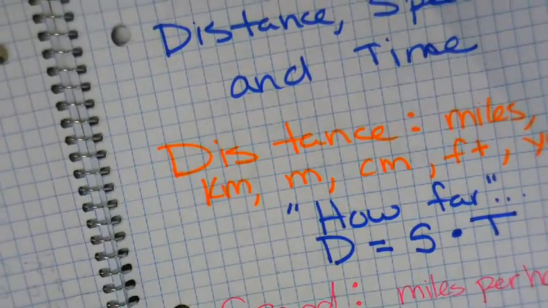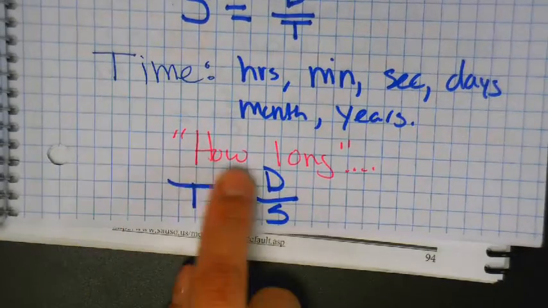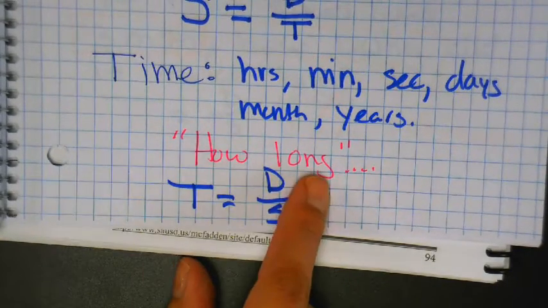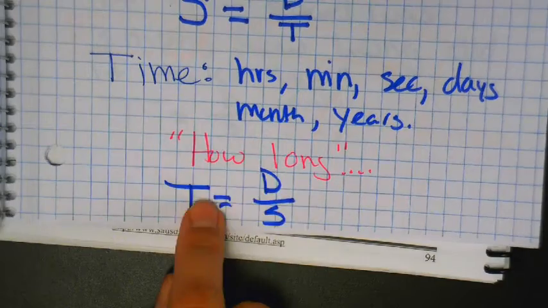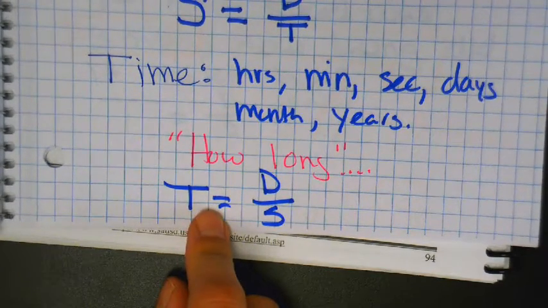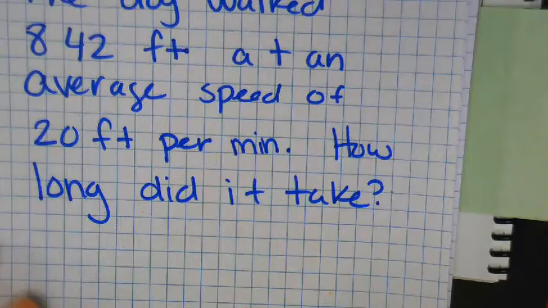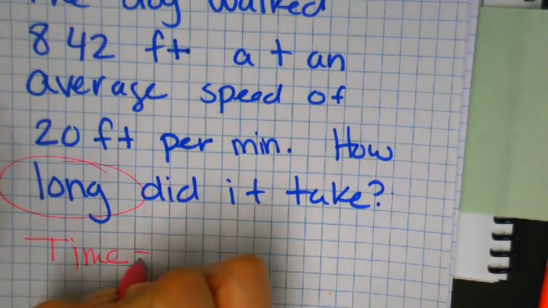That's why when we did time way back when, I wrote quotation marks, how long. Kids think it's a distance, but how long is actually a time. This is the one that gets kids confused a lot. So how long, that is time. How do I solve for time?